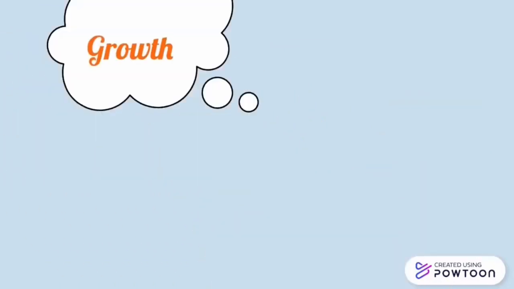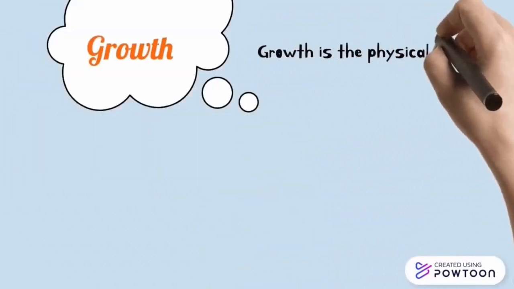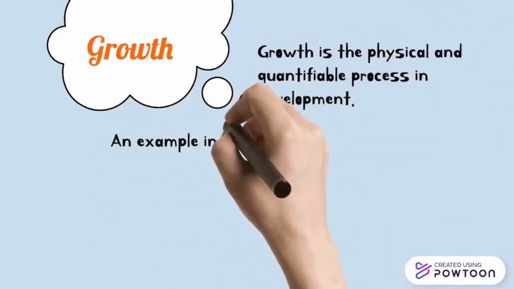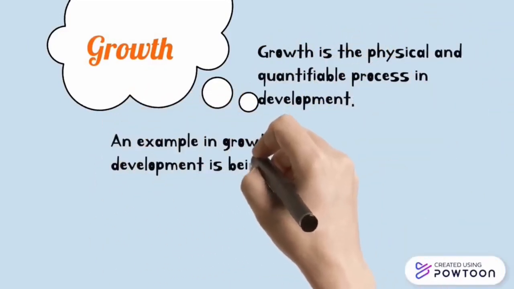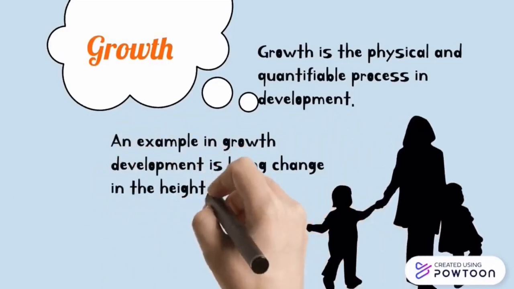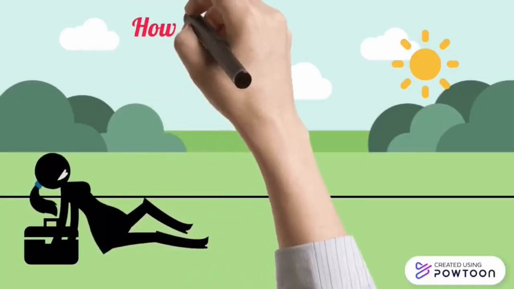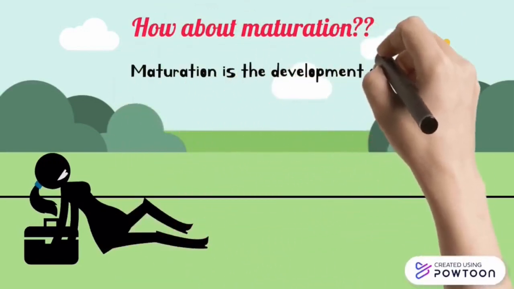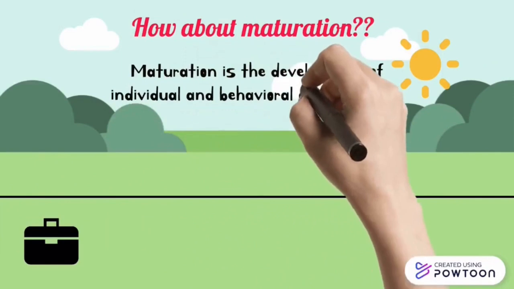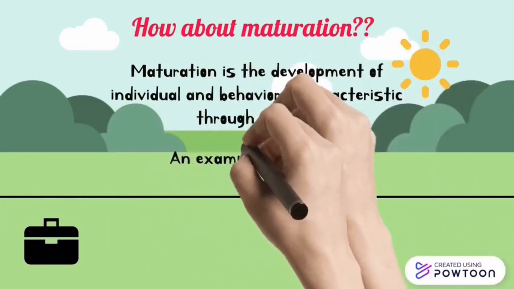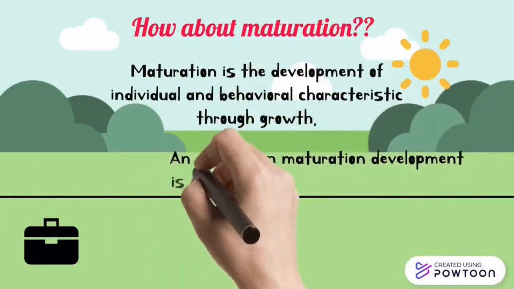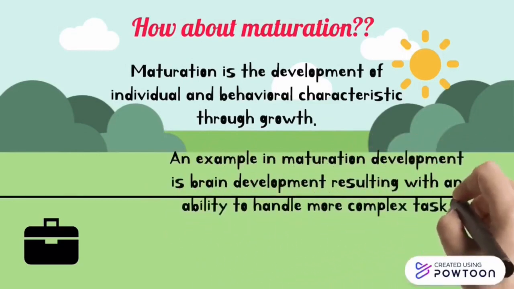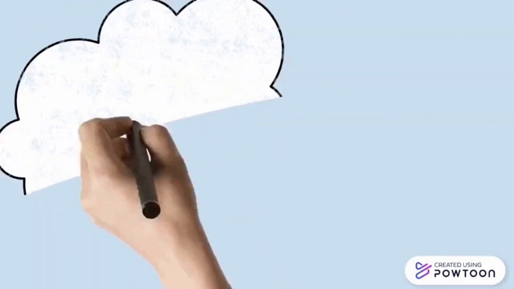Growth is the physical and quantifiable process in development. An example in growth development is the change in the eye. How about maturation? Maturation is the development of individual and behavioral characteristics through growth. An example in maturation development is brain development, resulting in an ability to handle more complex tasks.